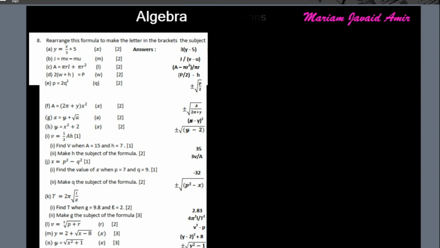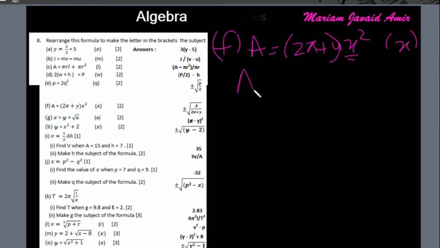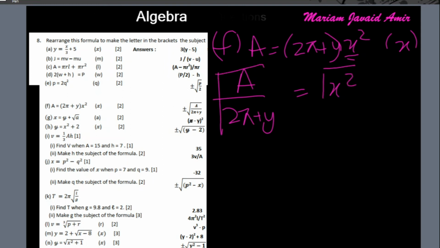Okay, next is part F, which is a equals 2 pi plus y x square, and make x the subject. So x square is already pretty much secluded, take the bracket to the other side, it will get divided, equals to x square. To get rid of the square on top of x, take under root, and because of under root we'll write plus minus with the answer. So this is the answer for part F.